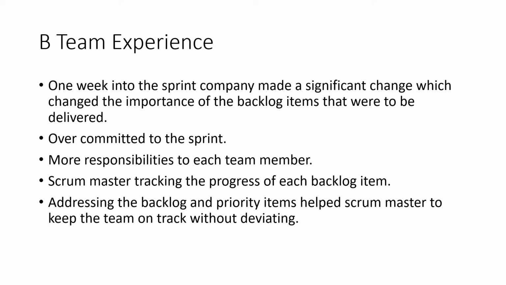So what they came up with is the team's Scrum Master started tracking the progress of each backlog item in an Excel sheet, and he had constant communication with everyone, asking what's the progress of your item, what's the progress of your development tasks. With these meetings and this communication, the team members stayed on track without deviating to other tasks, and they had specific goals for the sprint as well as the backlog items.